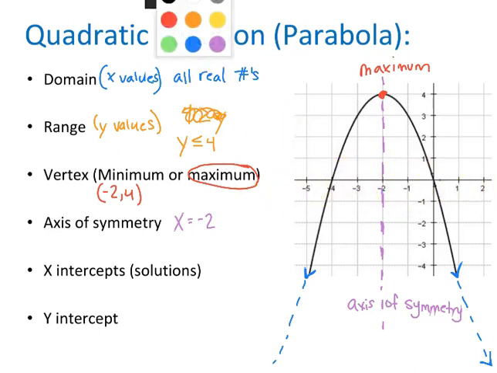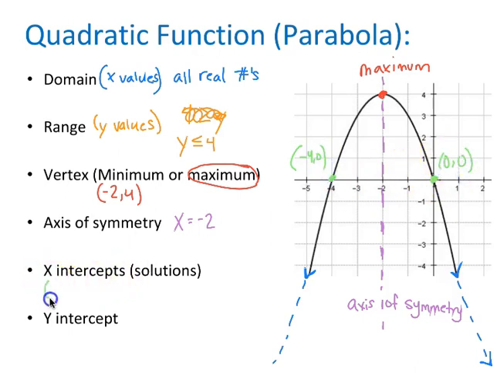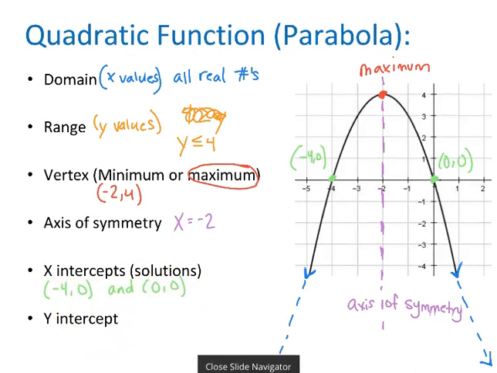So what color have we not used yet? Green. So the x-intercepts occur where we cross our x-axis, and we do that in 2 places. So what are the coordinates there? Well, it's at (-4, 0) and at (0, 0). So the x-intercepts occur at (-4, 0) and at (0, 0). And again, if we were to have the equation and we were to factor it, we would find that these would be our two solutions when we solve by factoring.